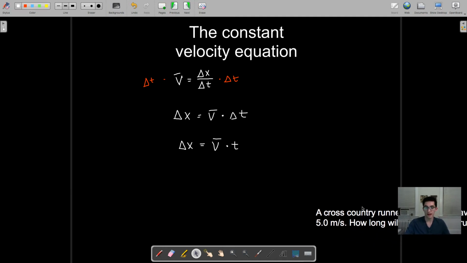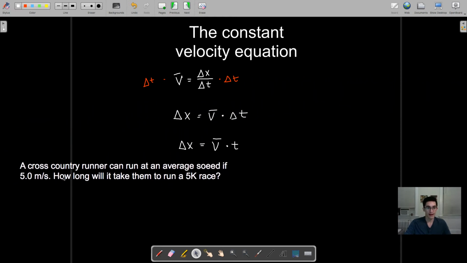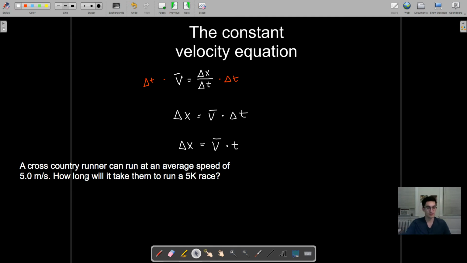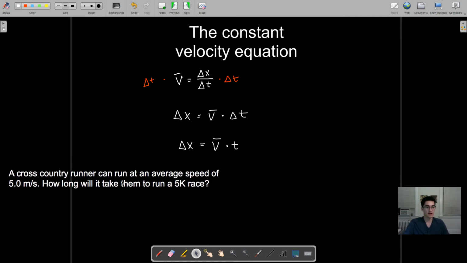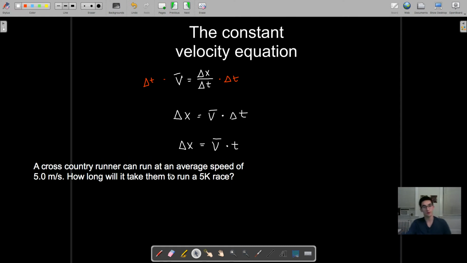I have a problem here. A cross-country runner can run at an average, that's supposed to say speed, oh man, I made a lot of typos, speed of 5 meters per second. A cross-country runner can run at an average speed of 5 meters per second. How long will it take them to run a 5K? Well, what pieces of information did it give us? Let's write that down first.